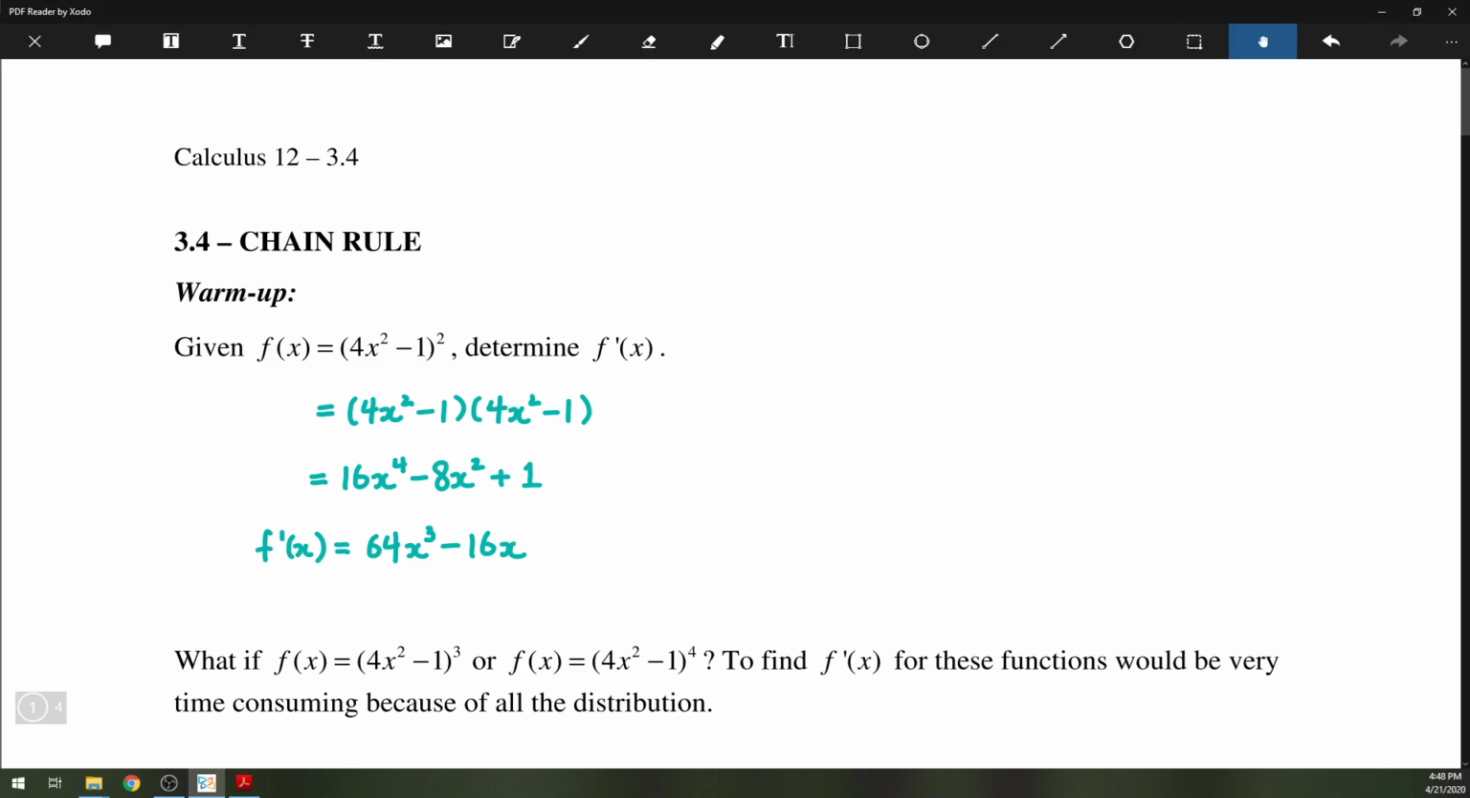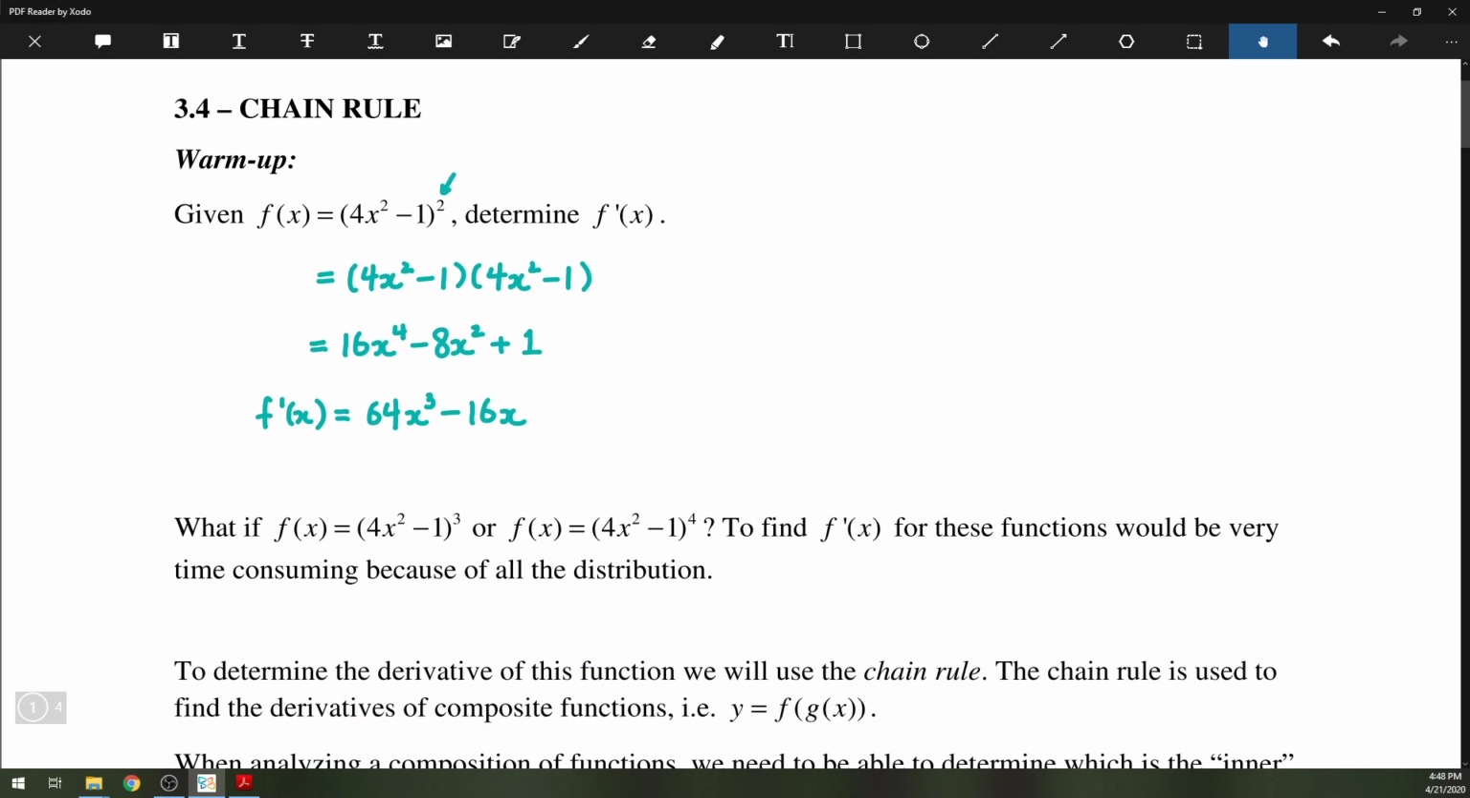So if the power here is 2 or even 3, then it's pretty easy to just expand and multiply and then take the derivative of the resulting expression. But if you have a higher power, then that's a lot less feasible, because we have to consider all the distributions and things being multiplied out. So what we're going to do instead is use something called the chain rule. It allows you to take the derivative of a composite function, something like f of g of x.